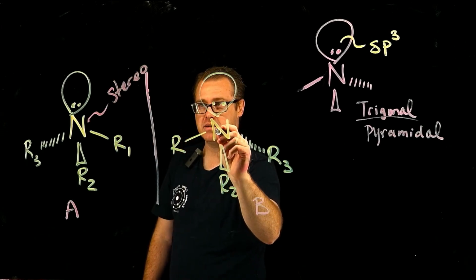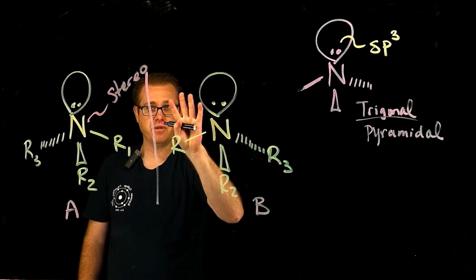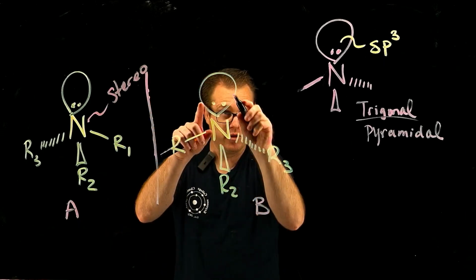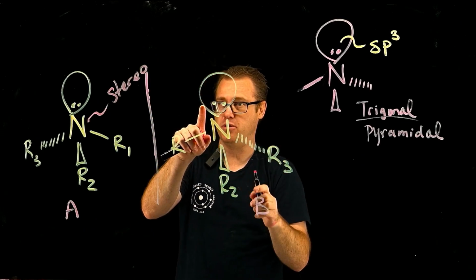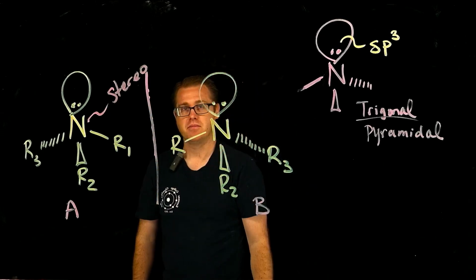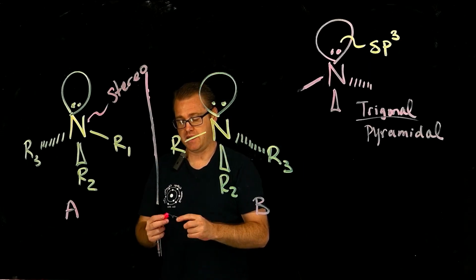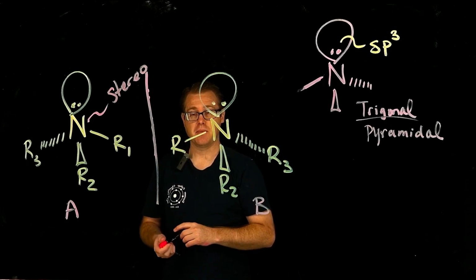The amines with 4 different groups, and a group, the lone pair counts as a group. There's 4 different, they are going to be stereocenters, right?